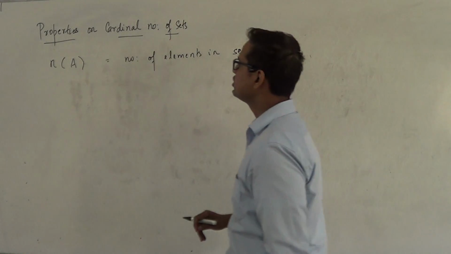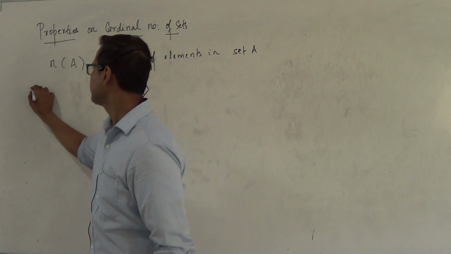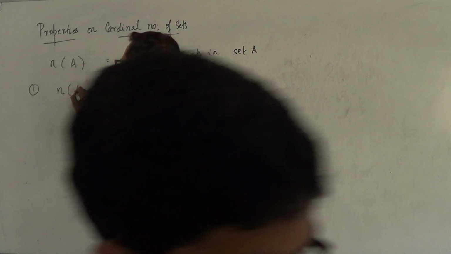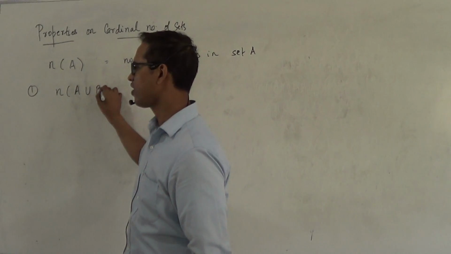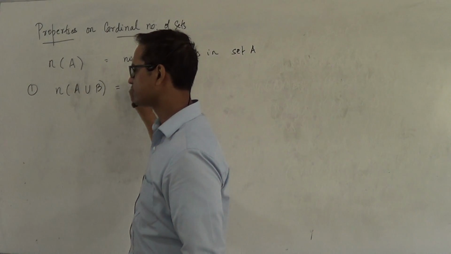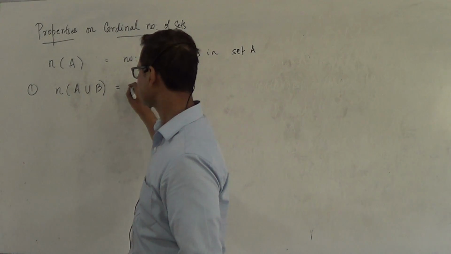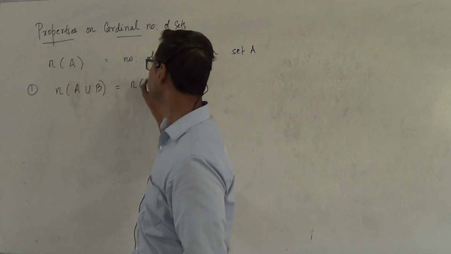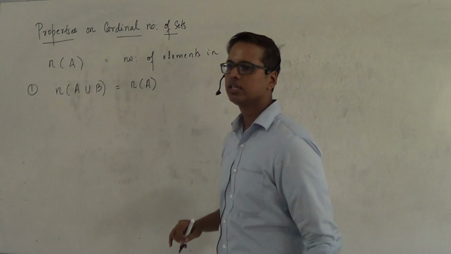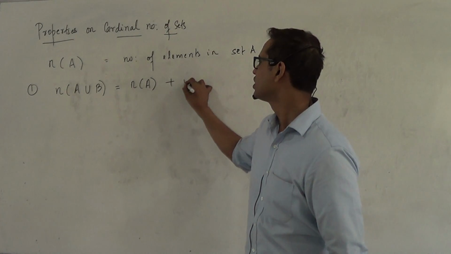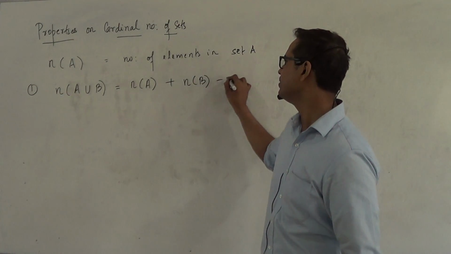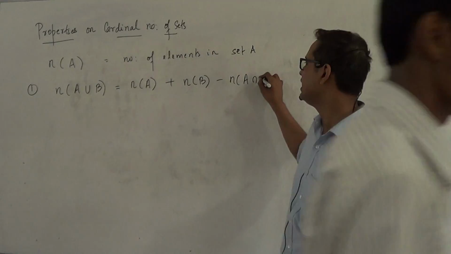Now what are the properties of cardinal number of set? The very first property that we are going to study is the number of elements in A union B. The number of elements in A union B is equal to number of elements in A plus number of elements in B minus number of elements in A intersection B.